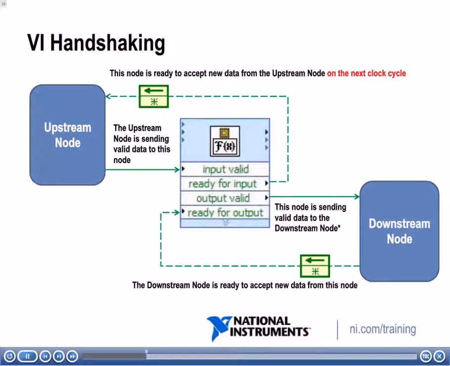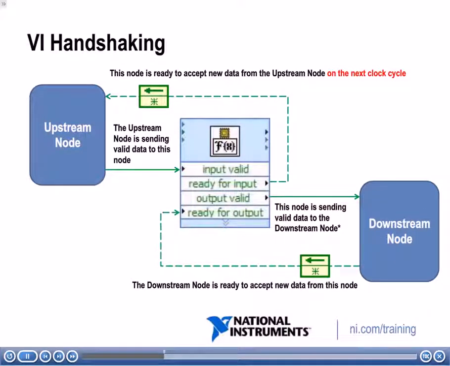So let's quickly talk about this example here. We see that there is a ready for input terminal right there, and what that says is, this node is now ready to accept inputs on the next iteration. This is why we're wiring the ready for input into a feedback node. So on the next iteration, the upstream node knows that our VI is ready for an input. The upstream node is then able to say whether it's sending valid data or not, and that goes into the input valid. So if our middle node is ready for an input and it sees that the input valid is true, it's going to take that data and start processing it.